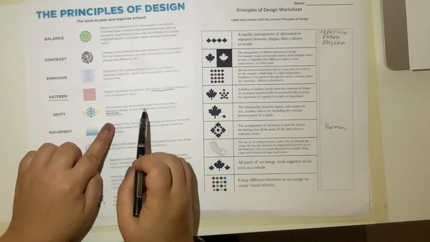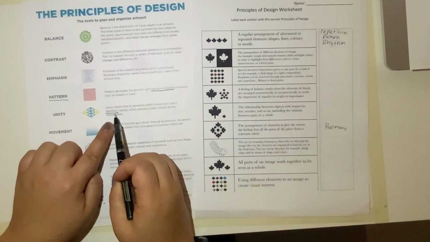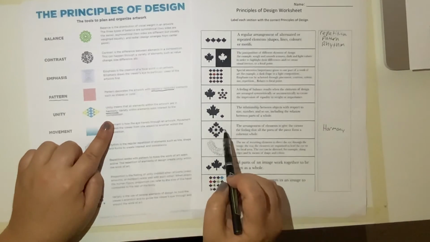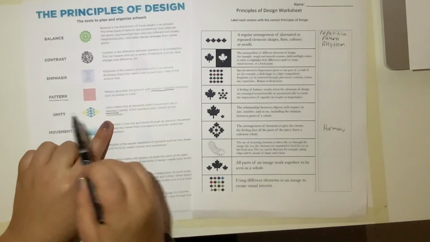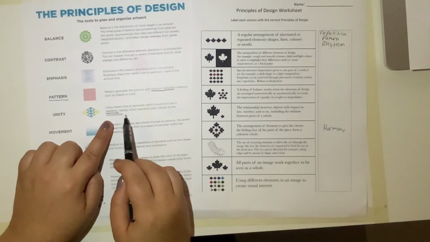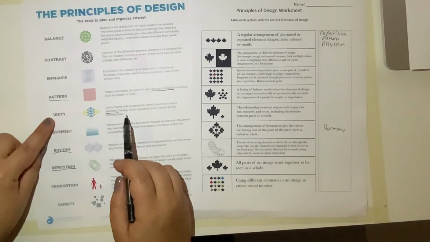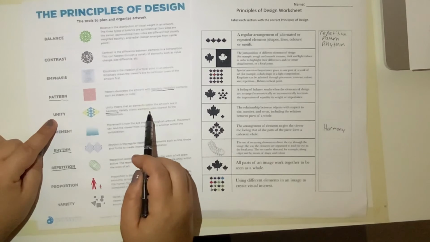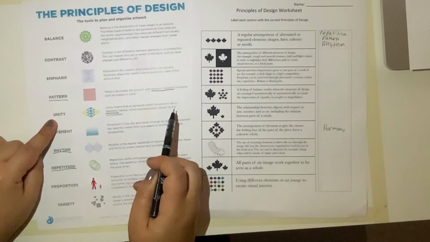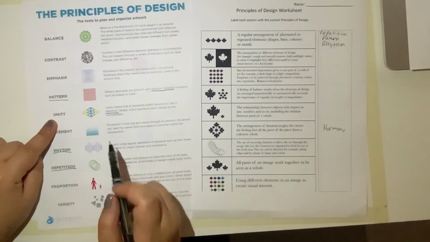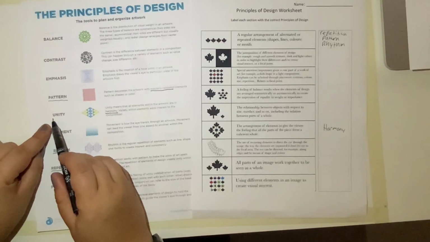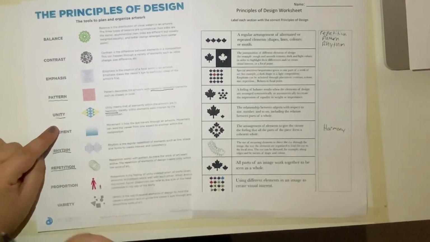So unity means that all the elements within the artwork are in harmony. So you need harmony in order to create unity. Variety, but you also have to balance some variety in there for it to be unified. Variety within the elements adds interest to the composition. So you can see that the definition of harmony and unity are very similar, and that's why they're combined.